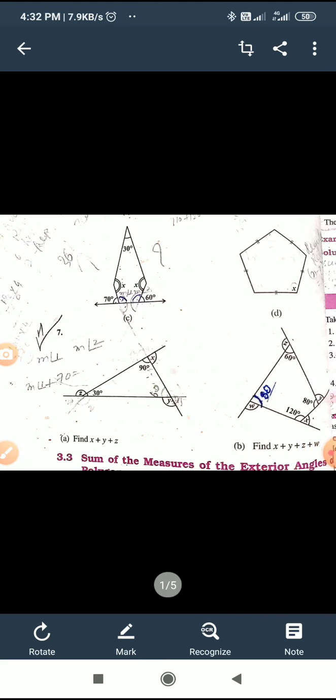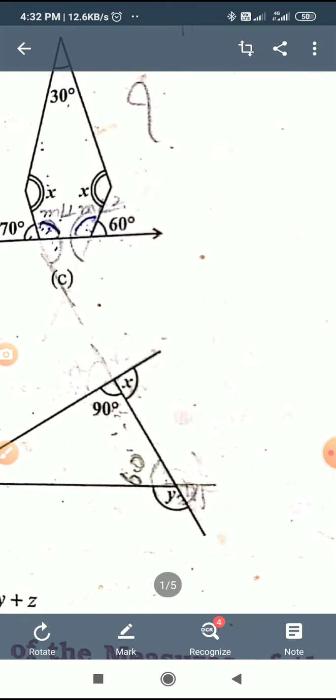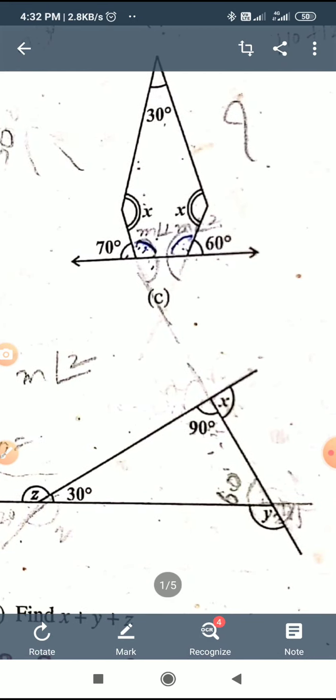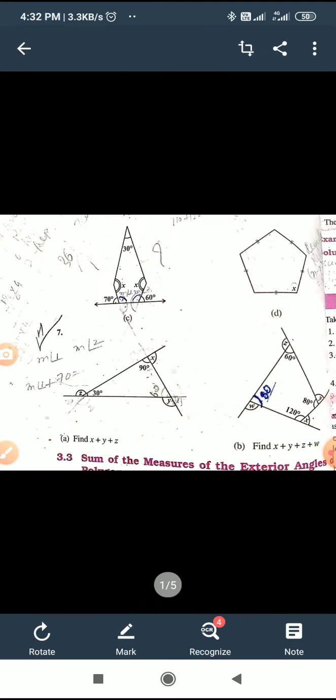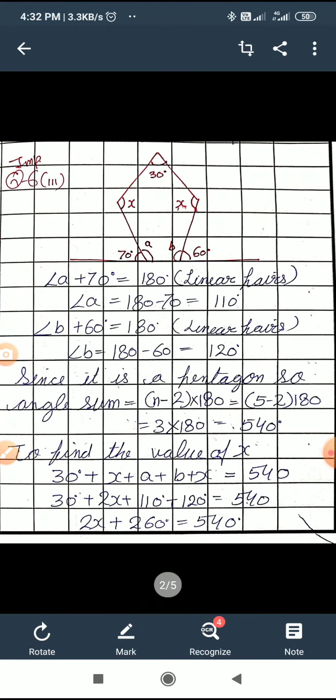First of all, let us see the 7th C part of question number 6. In this question, a pentagon is given and one interior and 2 exterior angles are given, and we will have to find the value of x. Okay, so let us see how we are going to do it.